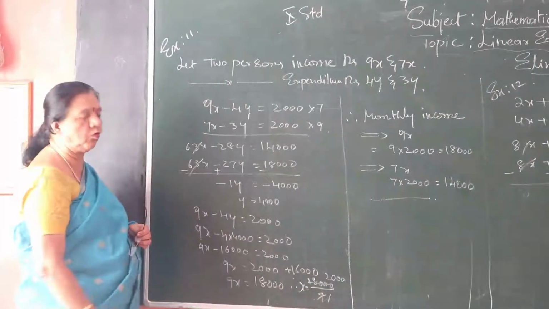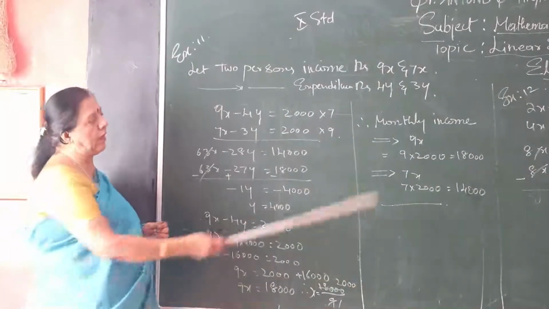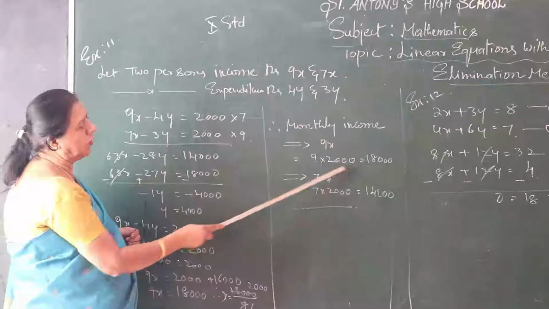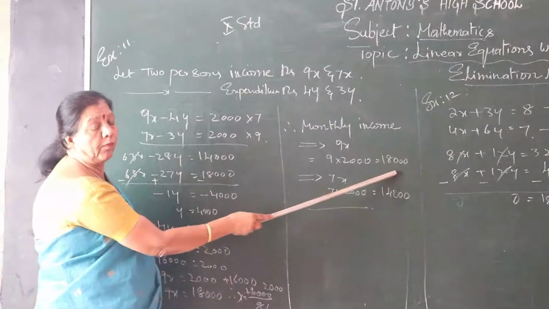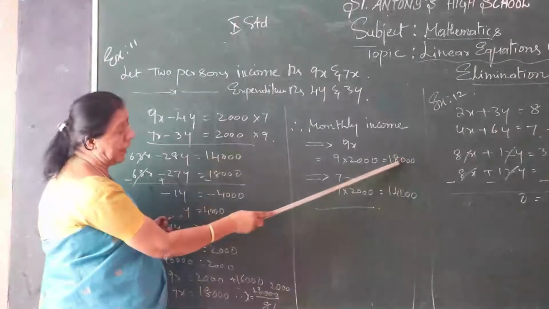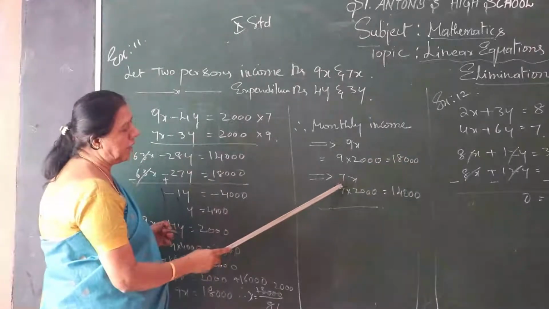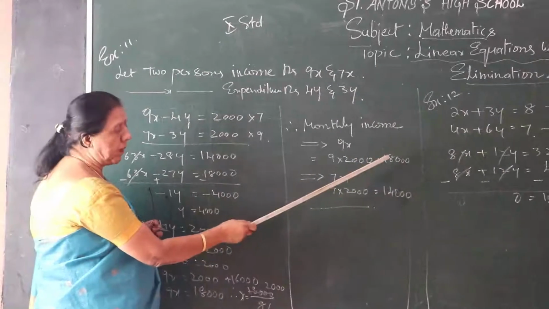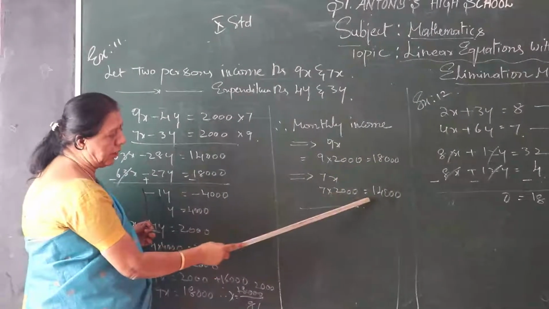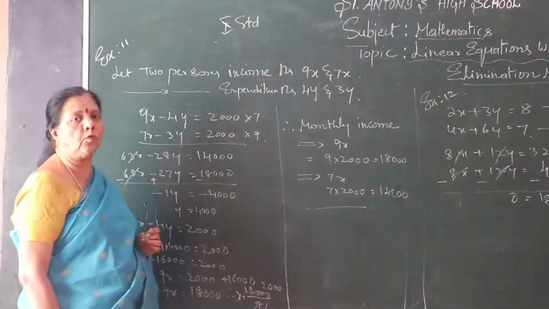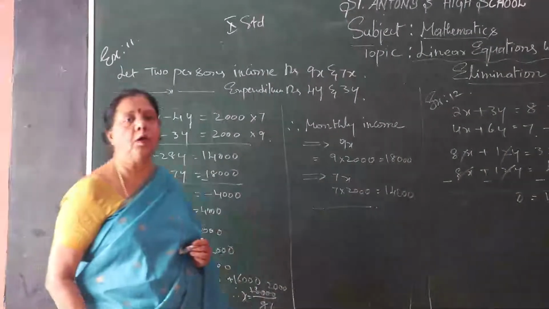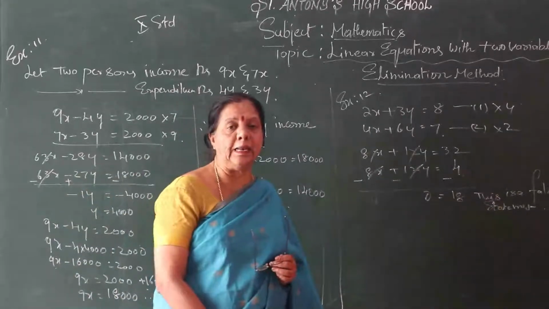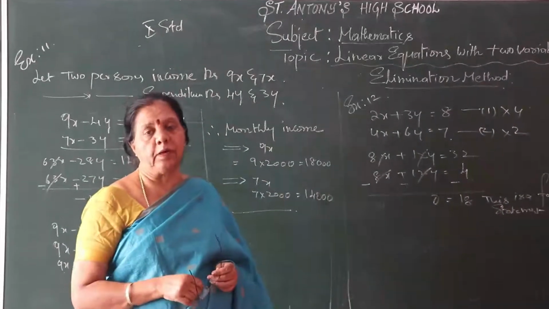The x value is 2000. Now you calculate the monthly income. 9x for one person: 9 into x is 18,000. One person is getting a salary of 18,000. Another person 7x, 7 into 2,000, 14,000. One person's income is 18,000, another person's income is 14,000. They save 2,000 per month. So this is the way you have to follow the elimination method for a statement sum.